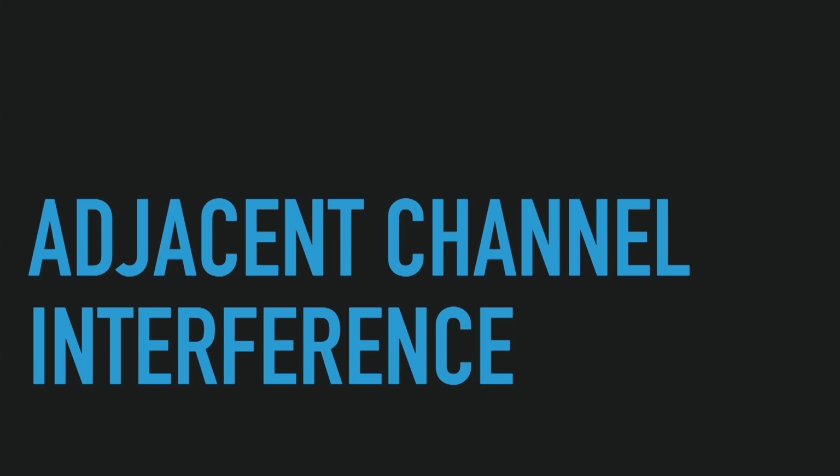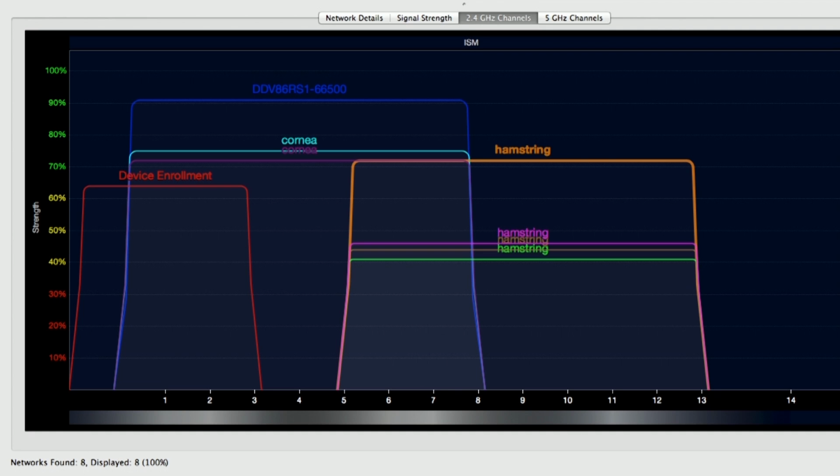Similarly, there's a phenomenon called adjacent channel interference, which is similar but a little bit different, and it's a little bit worse. What adjacent channel interference looks like, and this requires a little bit of explanation, is that channels also have widths. They take up a certain amount of the frequency spectrum, either 20 megahertz, 40 megahertz, 80 megahertz, or experimentally 160 megahertz.